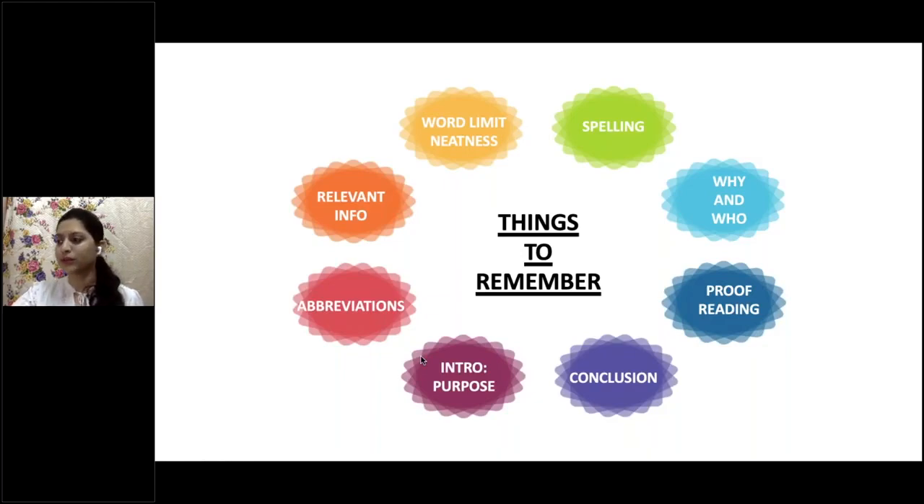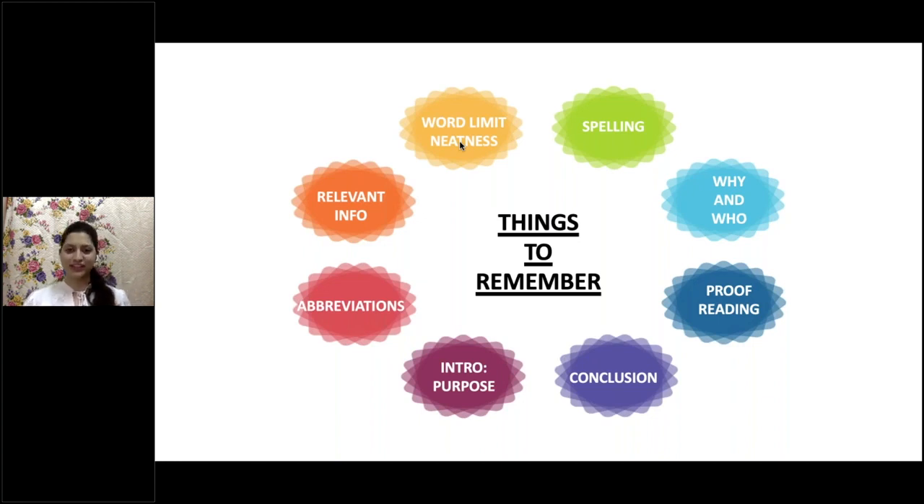A few points to remember before I end the webinar. Word limit and neatness. I'm stressing this because it is a very clear indicator of you including relevant and irrelevant information. If you don't include all that's required, your letter is going to be within 180 words. If you include too much or irrelevant information, it's going to be above 220.